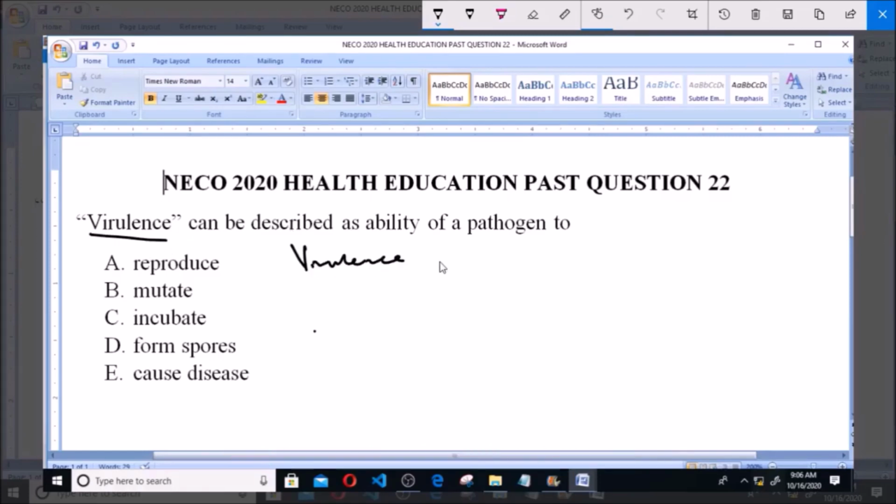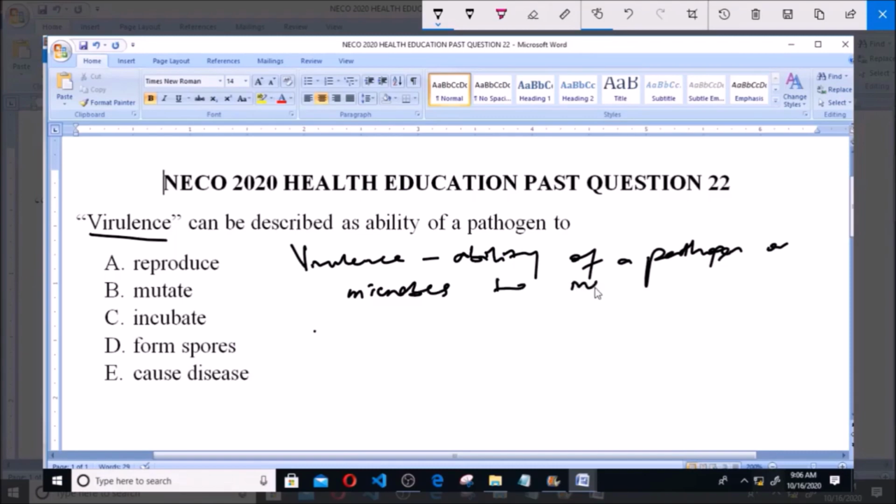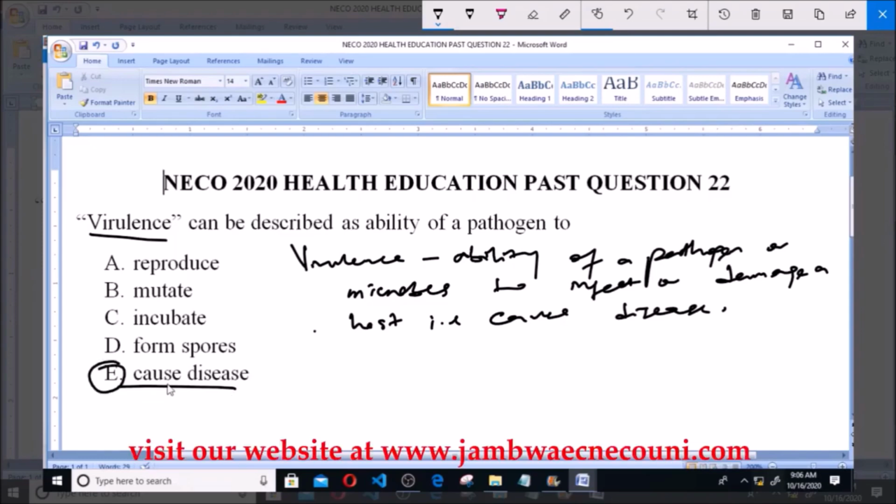virulence simply refers to the ability of a pathogen, and like you know, pathogens are disease causing organisms. So it is the ability of a pathogen or microbe, that is a microorganism, to infect or damage a host. In other words, the ability of an organism to cause disease. That is what we call virulence, and that is option E. So that is option E, cause disease.